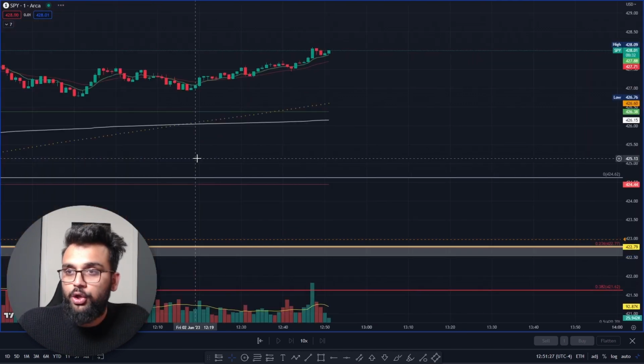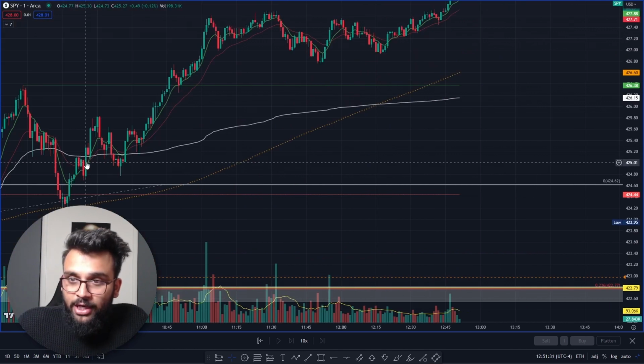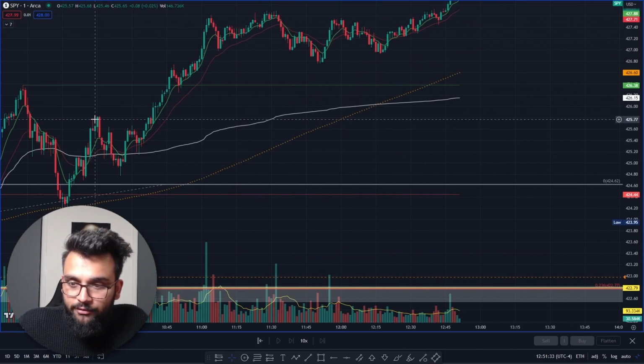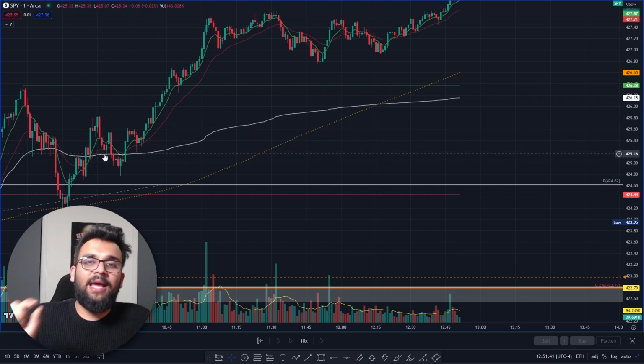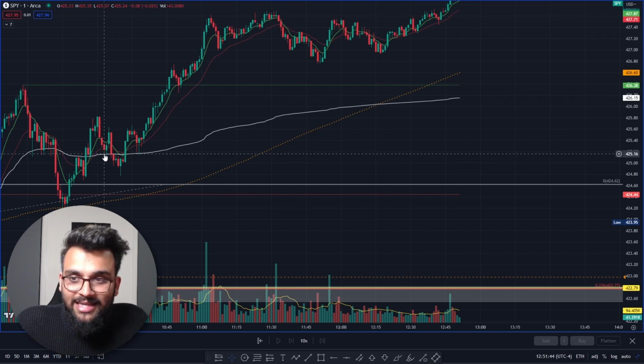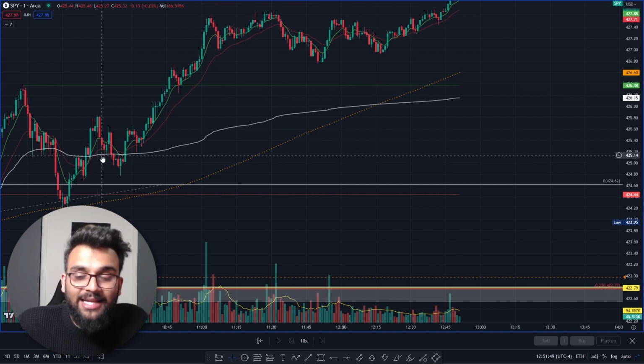Okay, so I'll show you what actually happened here. It closed above the VWAP around the 10:15 candle, closed right here. Then it came back to touch the VWAP again. This is exactly where I entered. The stop loss was simply below the 425 area, and the profit taking.